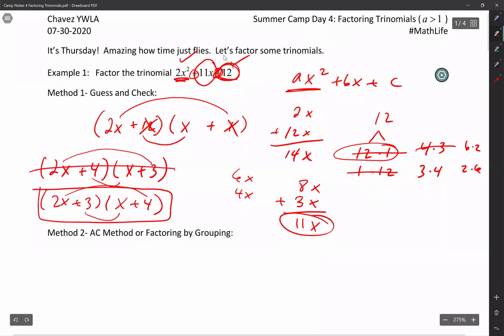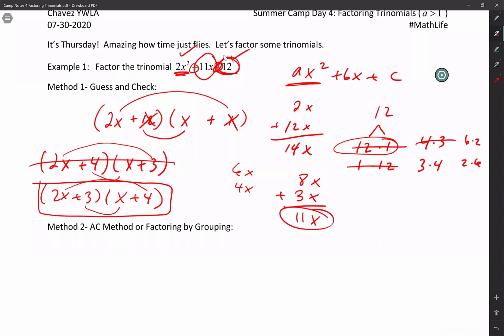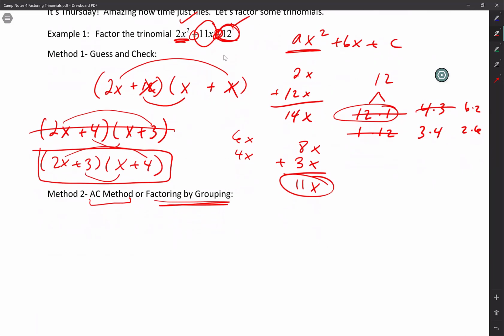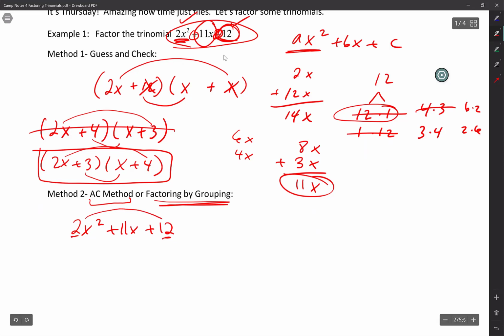Now, this other method, method 2, the AC method, sometimes also called factoring by grouping, is another route that you can go. Not all trinomials are factorable, guys. Not all trinomials you can factor out, but maybe you guys will probably like this one better. 2x squared plus 11x plus 12. That's the same as this guy right here. So 2x squared, this is the A, this is the C. So 2x squared times 12, that is 24x squared.